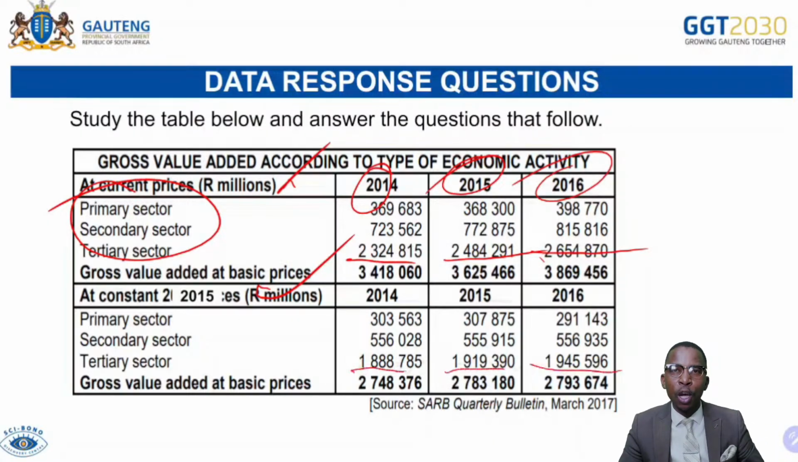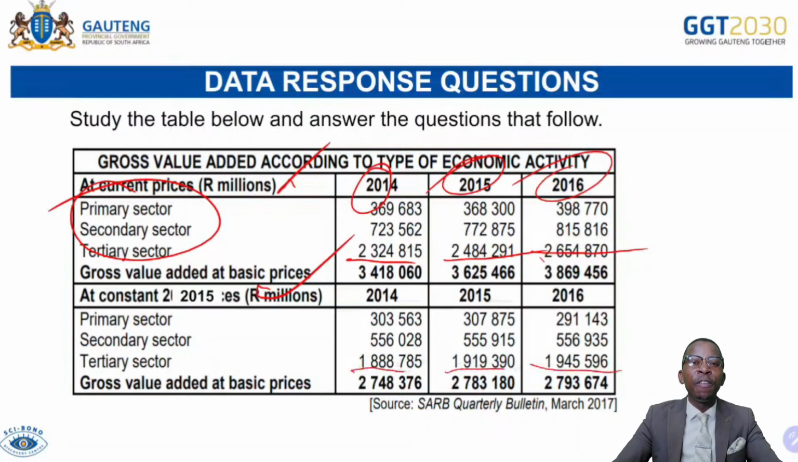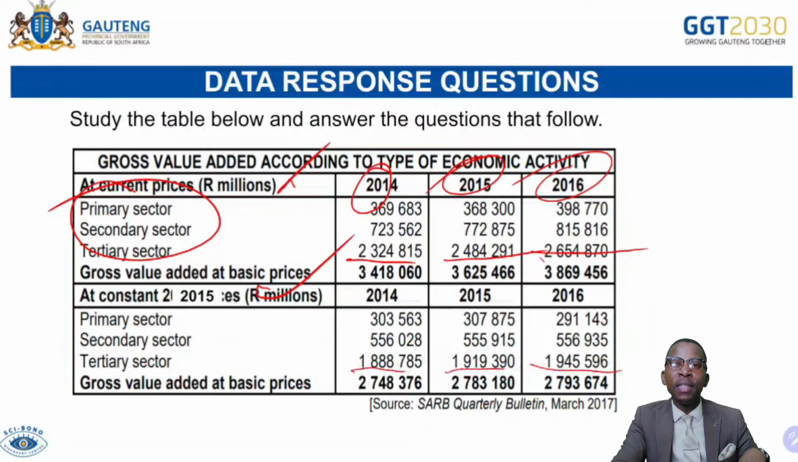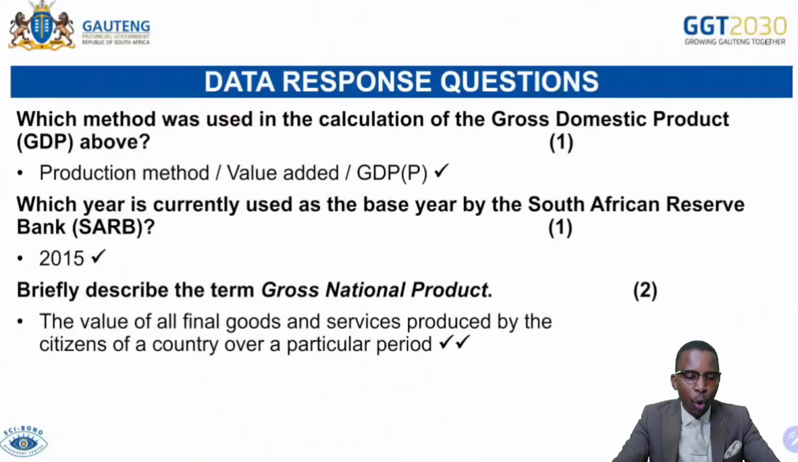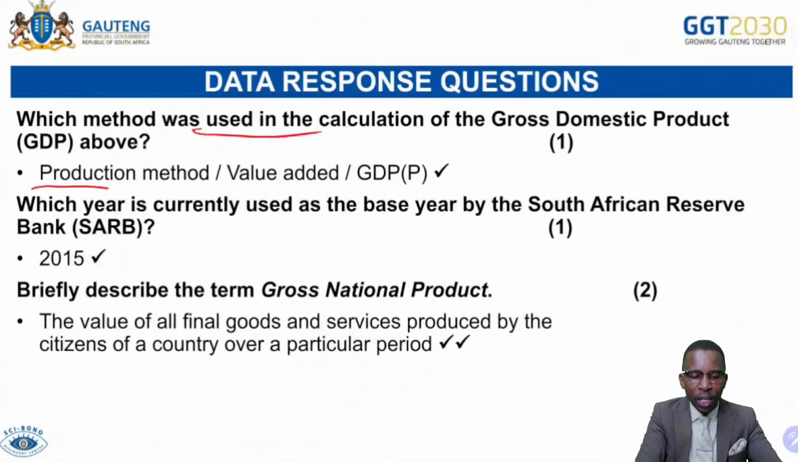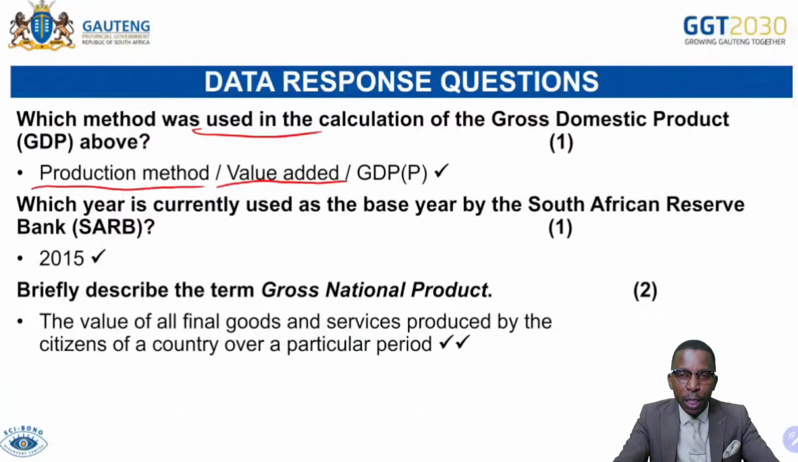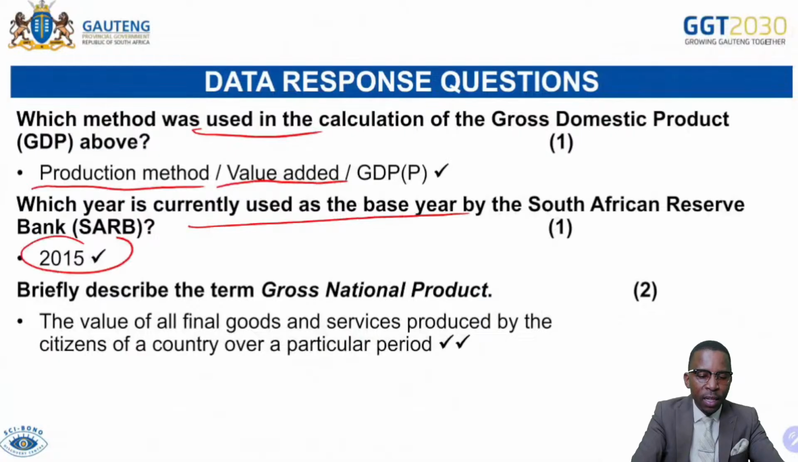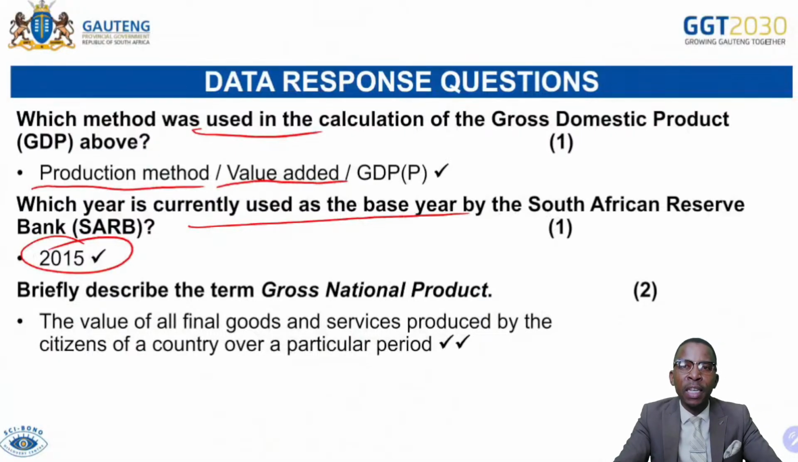Here is the question again. Why are current prices always higher than constant prices? It is because current prices have not been adjusted for inflation. They are highly inflated. They have the inflation effect, while constant prices have been adjusted. The inflation effect has been removed on the constant prices. Let's look at the question. Which method was used in there? Was it the production method or value added or the GDP bracket P method? And then which year is currently used as a base year in South Africa? That is 2015. We currently use 2015 as a base year.